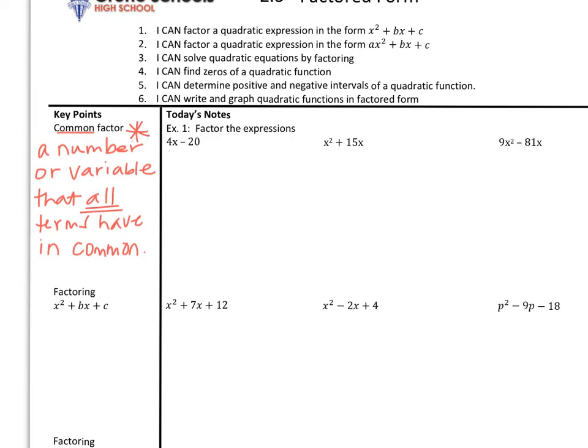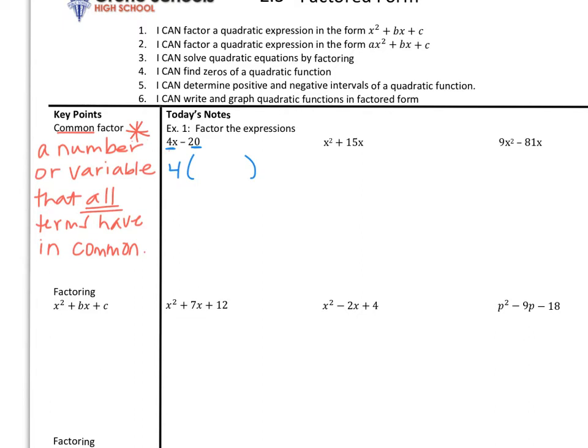That would be a linear expression. We look at both terms. We've got two parts here. The 4x is a term and the 20 is a term. If we try to look for what both terms have in common, we look for what goes into both 4 and 20, and that would be 4. If we factor that out, it's a product of smaller things.